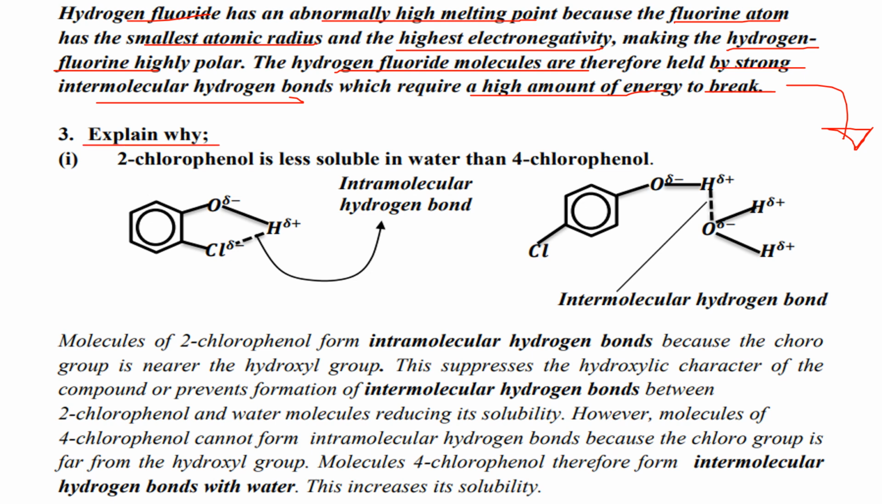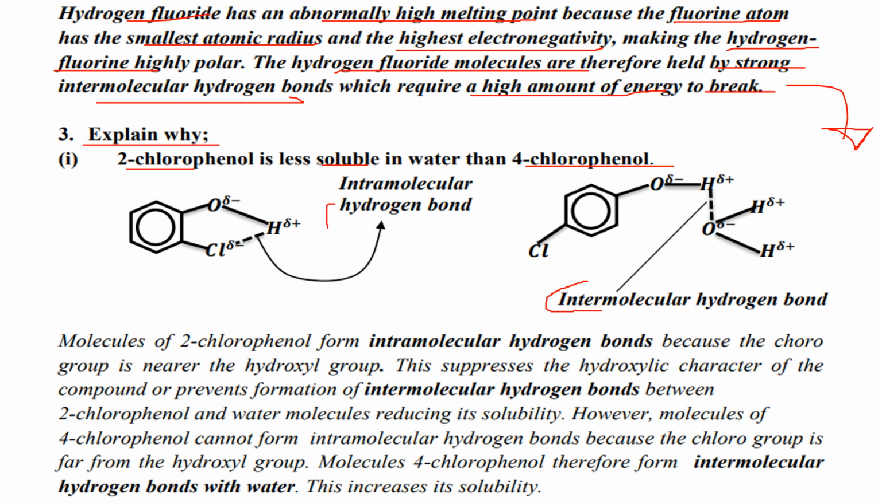So looking at other explanations which are going to involve hydrogen bonding, we are going to look at the explanation of why 2-chlorophenol is less soluble in water as compared to 4-chlorophenol. Now the reason for that is going to be because of intermolecular hydrogen bonds and also intramolecular hydrogen bonds.